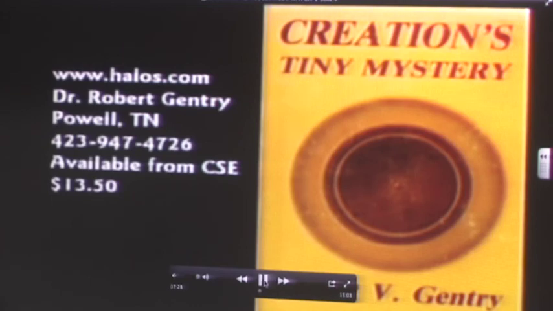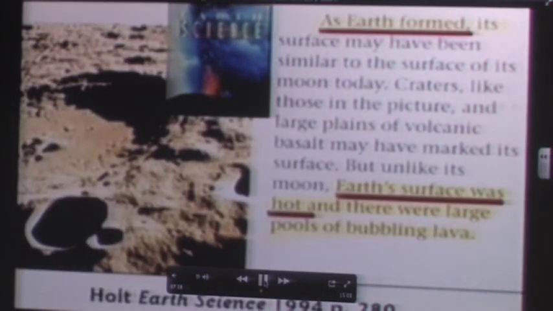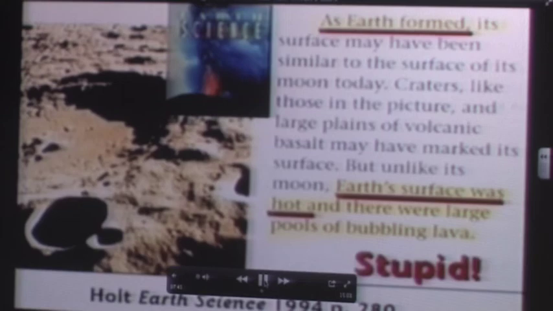But all over, the granites all over the world contain these polonium halos. So it is stupid to say the Earth was a hot molten mass. We have scientific evidence it was not. Here they tell the kids, though, the Earth was hot with large pools of bubbling lava, and that is just stupid. It can't possibly be true. Then they tell them life got started about 3 billion years ago.